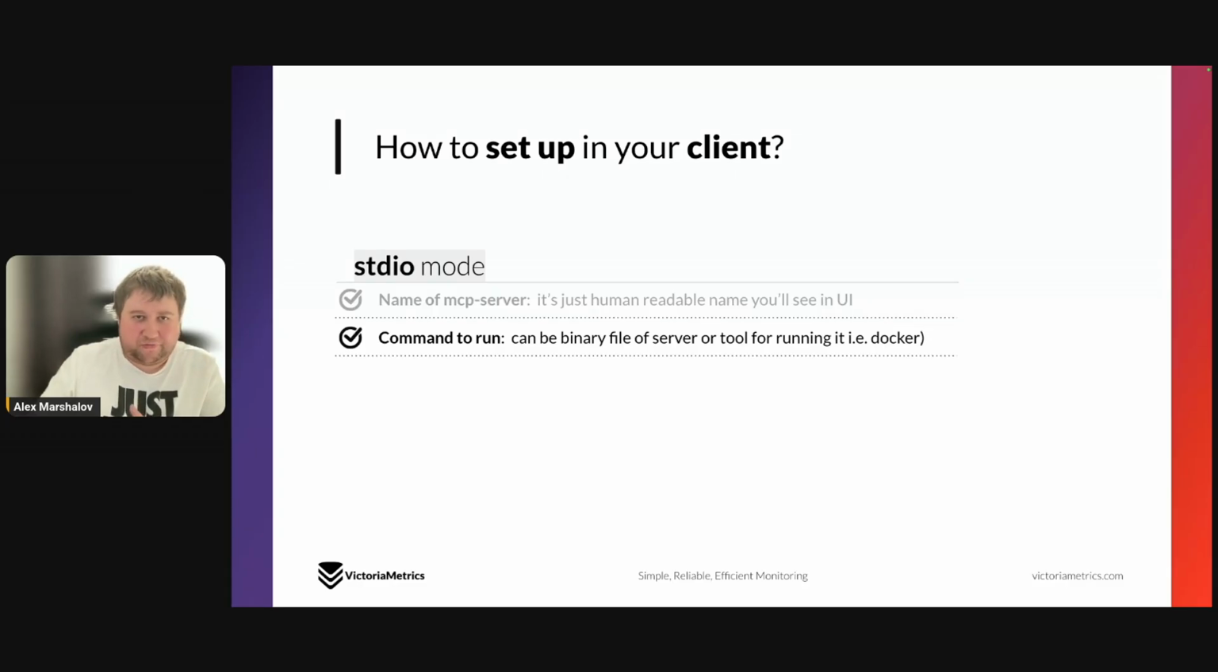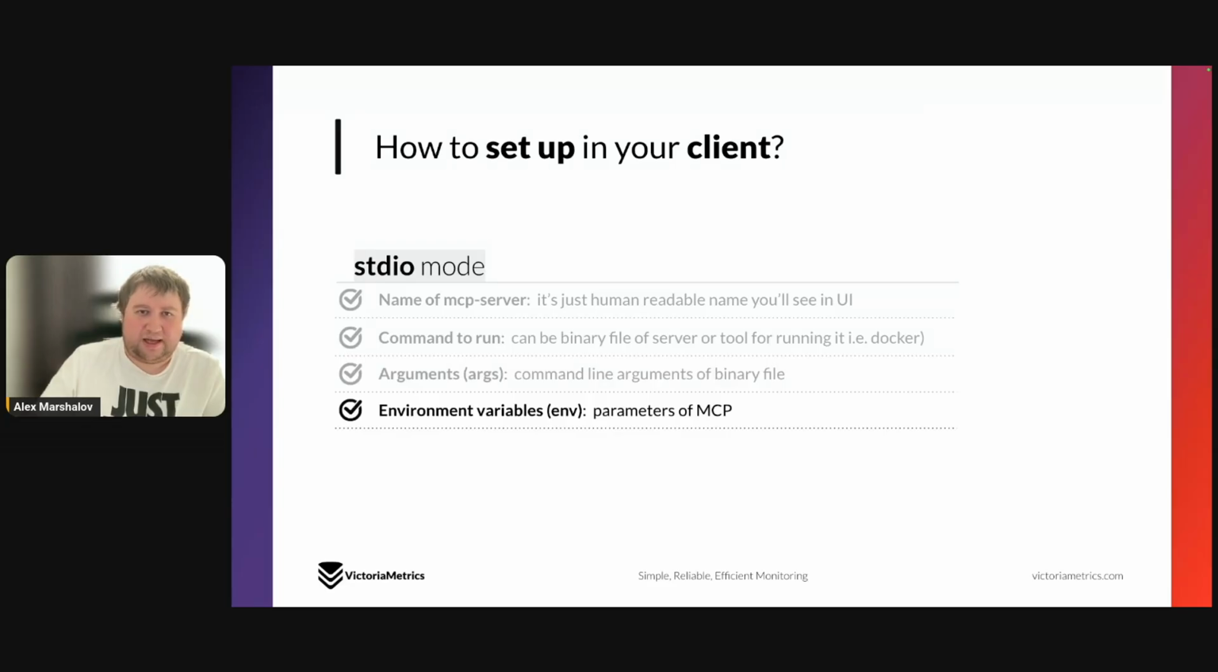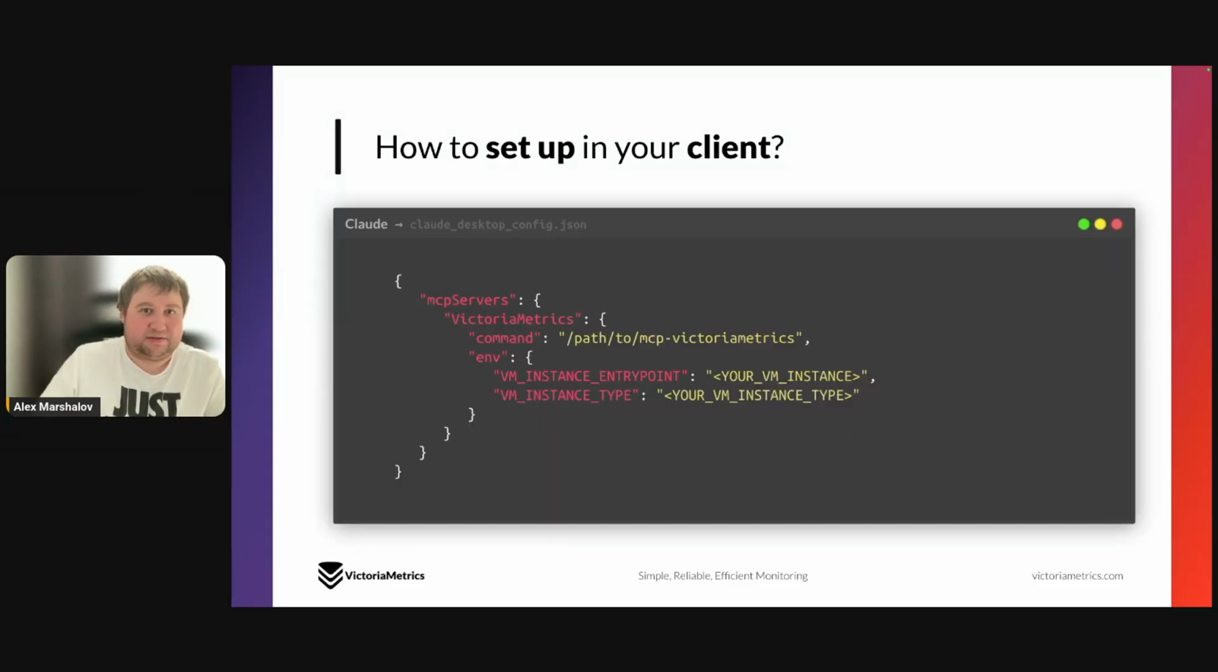It's the binary file that we just downloaded on the previous slides. In some cases, you will need to specify command line arguments for those binary files. And MCP server parameterization takes place through environment variables. There are 4 things that you should specify to run the MCP server. Let's see how it looks in practice. Here's a configuration example for Claude Desktop. It's just a JSON file with MCP server objects.